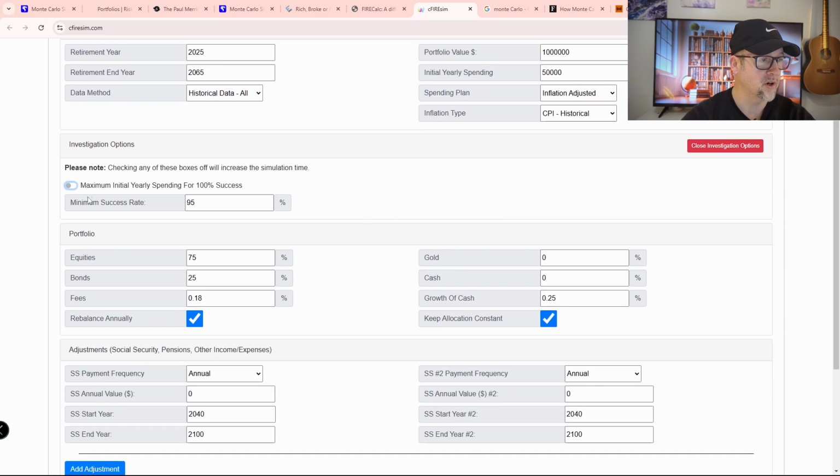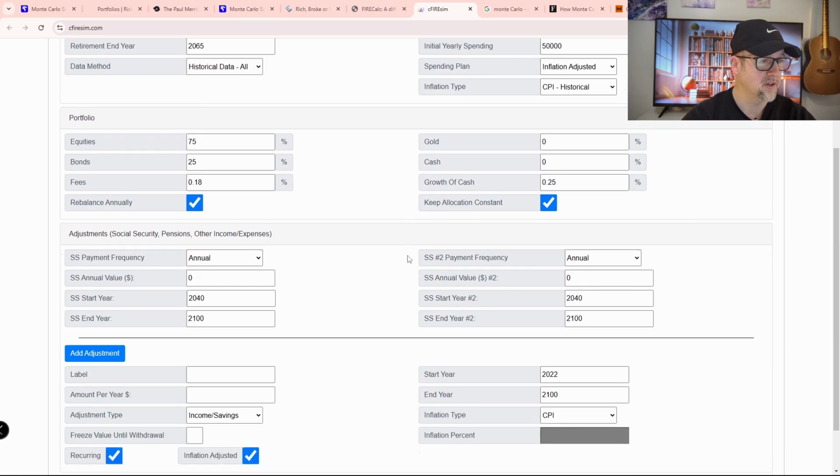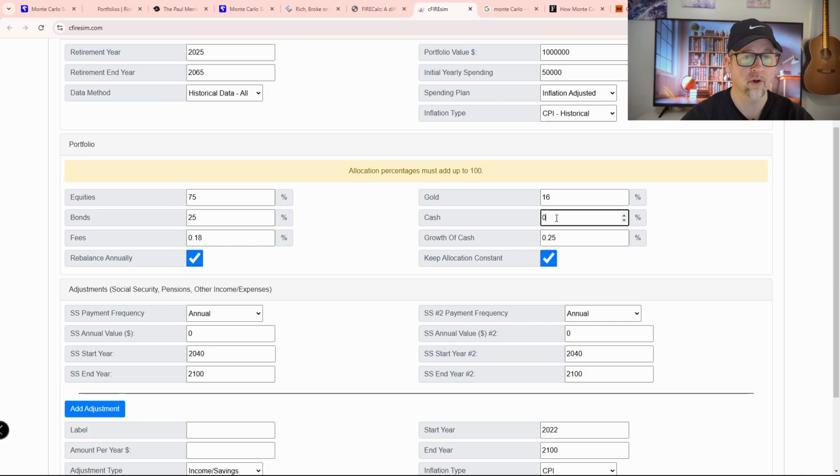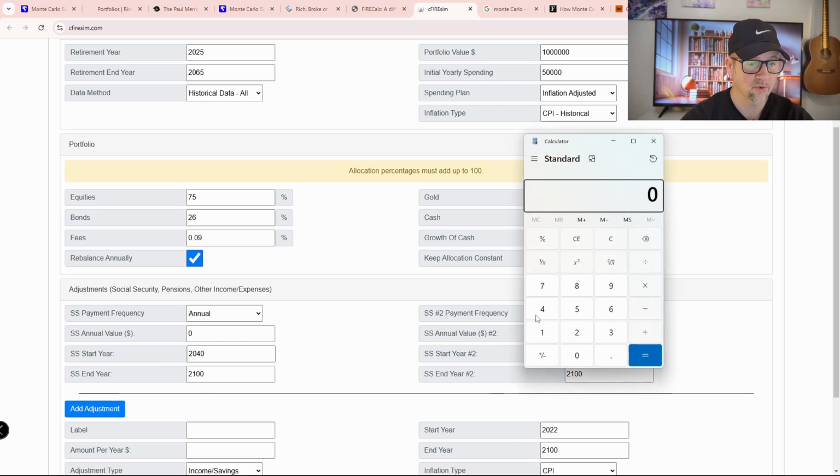So here I will uncheck this one. I was playing around with that, so I don't need that one. And then we put in our portfolio here. So we got equities, I think we wanted 16% gold, 6% cash, and 26% bonds. Fees. I actually have rather low fees on mine. I use mostly Vanguard funds. So let's go back to that calculator and pull that up.